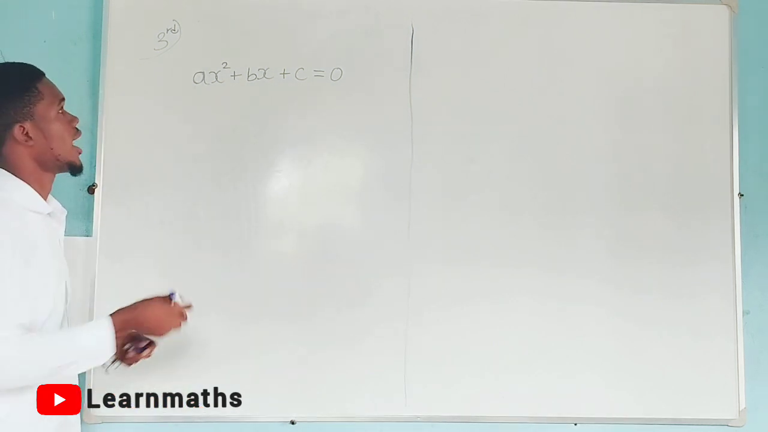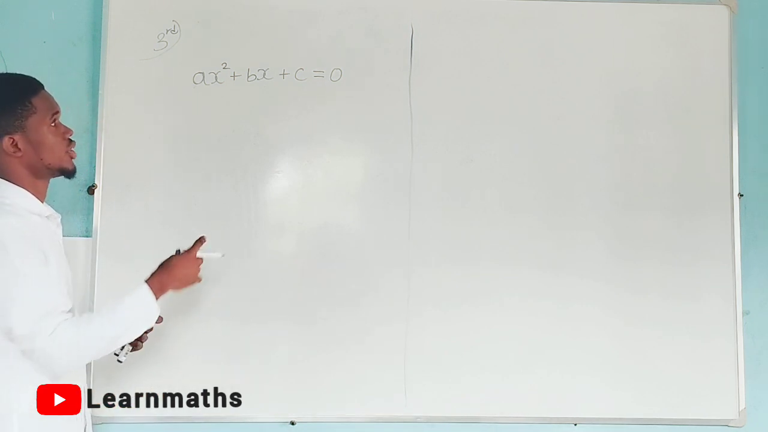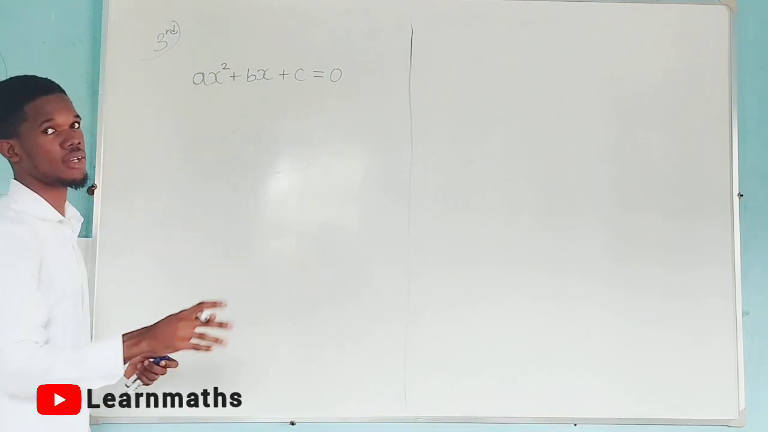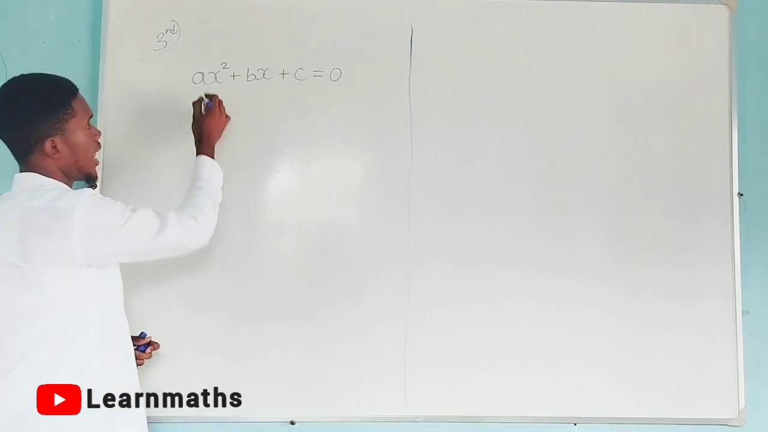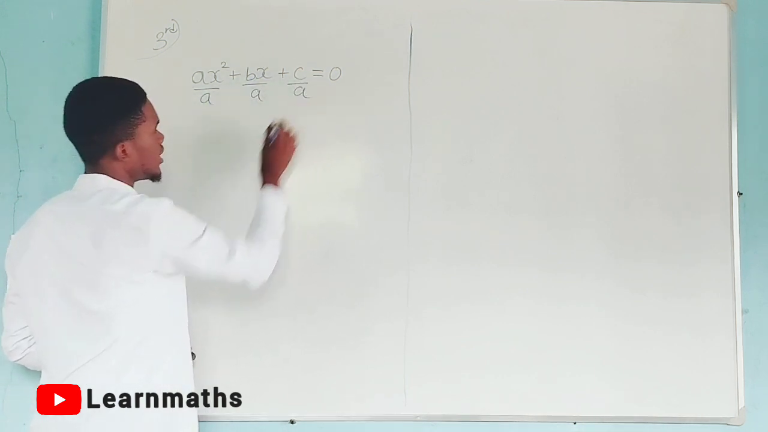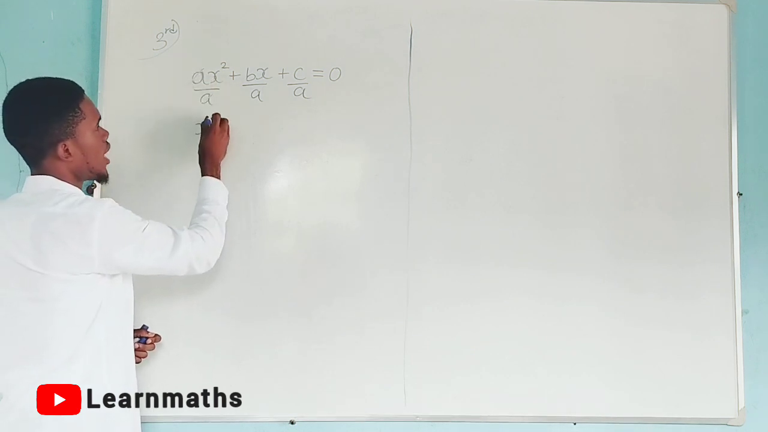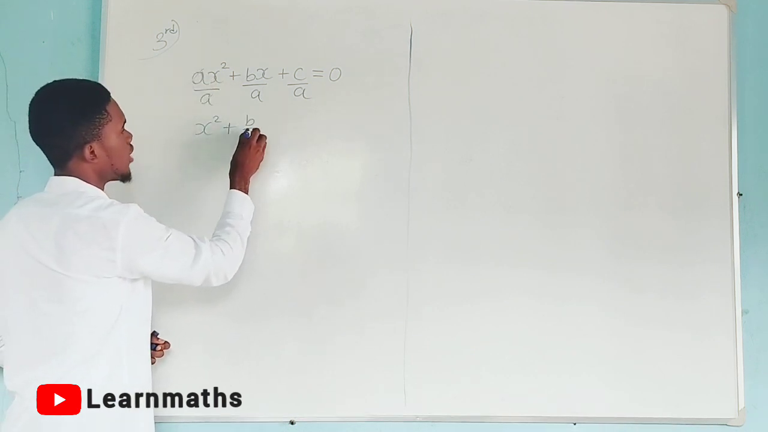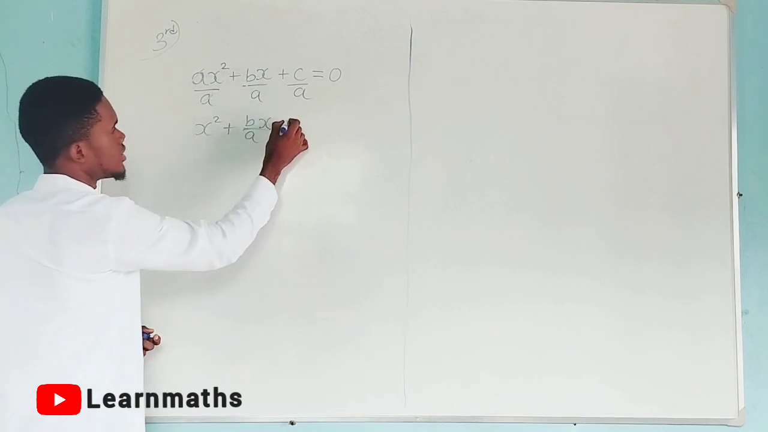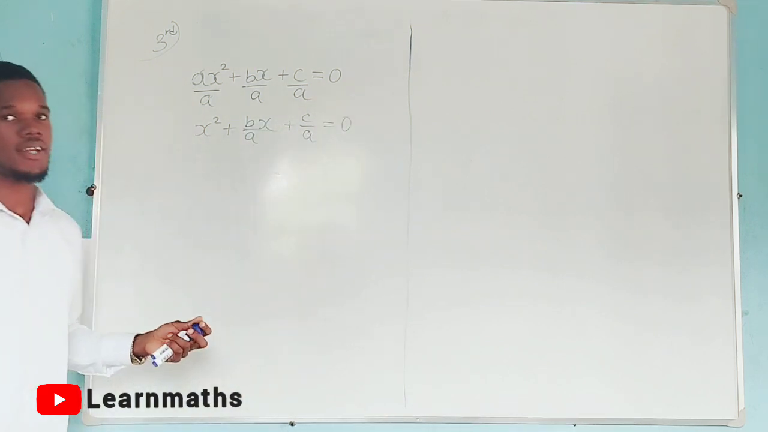Okay, so having known that we're using complete square method, what is the first step? We ensure that the coefficient of x squared is 1, right? Not a, 1. So what do I do to make sure of that? I divide through with a. Now that I've divided through with a, I'm going to have x squared plus b over a x plus c over a equal to 0. I've carried out the first step.